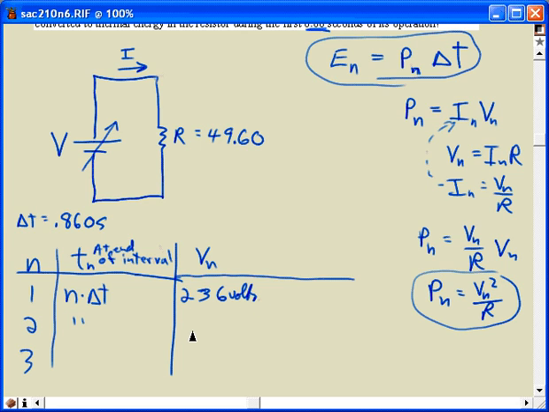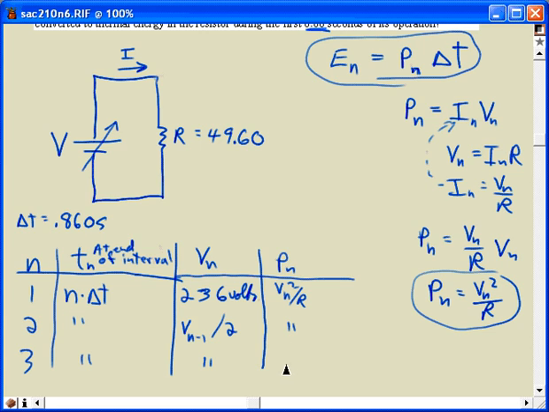And then during the second time interval, it's whatever that was divided by 2. So I'll call it V sub n minus 1 slash 2. And then the third time interval, it'll be half of whatever this is. So same expression. It's always the one before it divided by 2. And then the power is V squared.